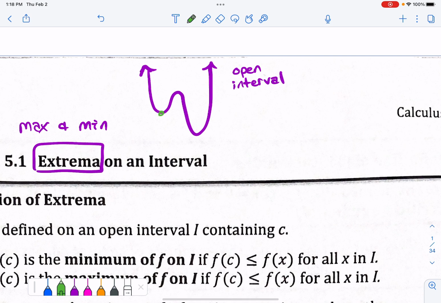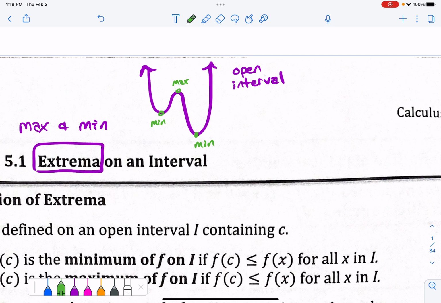This is a min. This is a max, Emma. This is a min. We have a min, max, min, when we have a W that's looking like that. This is an open interval. It's going to the left and to the right forever and ever and ever. That's why I drew the arrows. So we have two mins and a max.